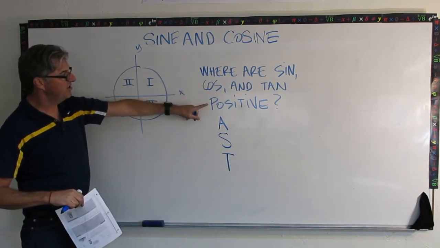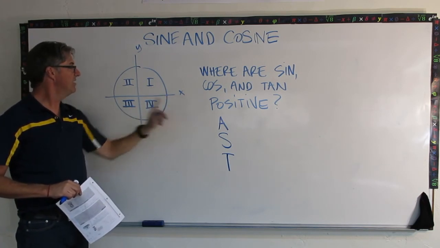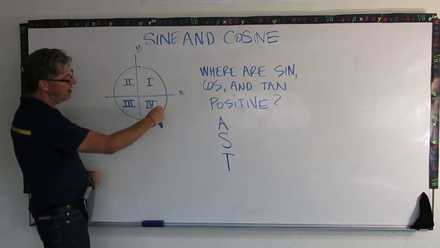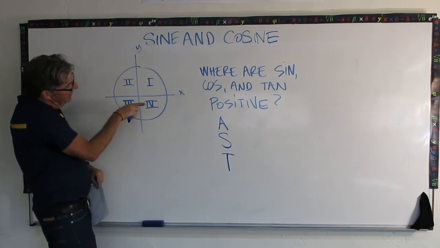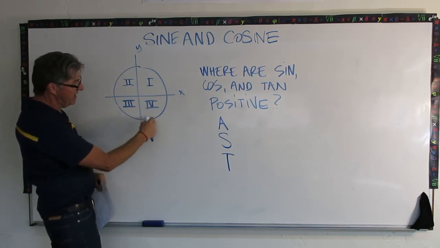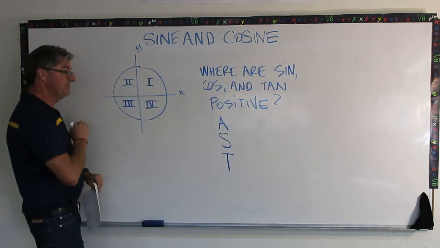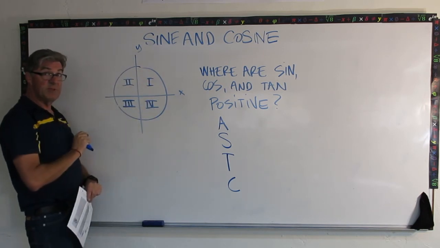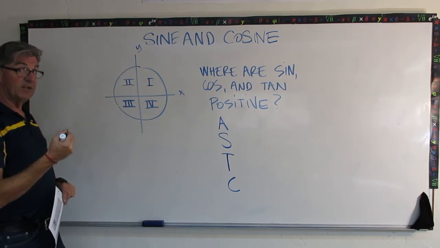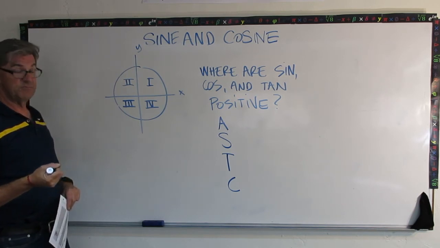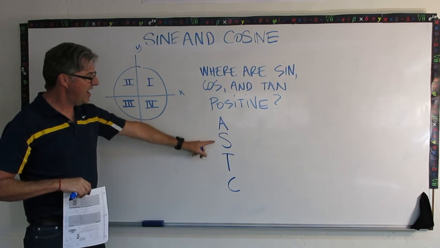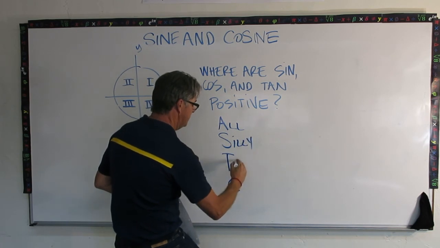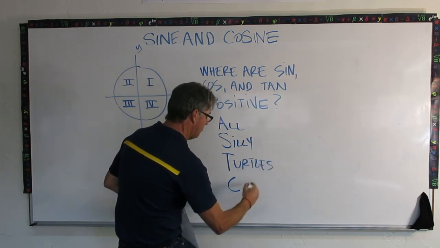So when are sine, cosine, and tangent positive? In quadrant 1, it's all. In quadrant 2, it's sine. In quadrant 3, it's tangent. And then let's get over to quadrant 4. We know that the x coordinate anywhere along this arc is positive, so that means cosine is going to be the one that's positive. Sine is below the x-axis, so that's going to be negative. And when cosine and sine have different signs, then tangent is negative. So here's our acronym, and what the book uses for that is all silly turtles crawl.